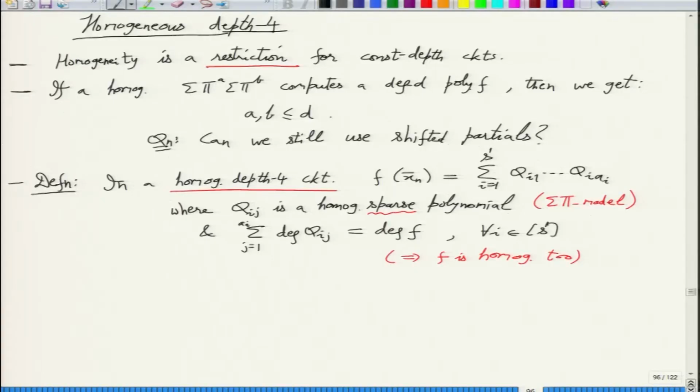the union of the support. So we need to utilize the sparsity of Qij's. So for example, there may be a monomial like x1 dot dot xd, right? So this is a degree d monomial, and it has maximum possible support, and this is the reason why B could be D. B could be as high as D, right?